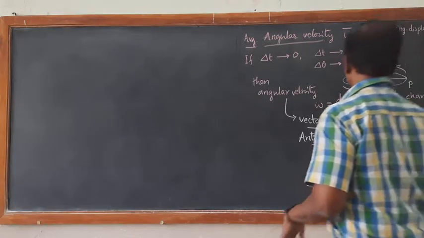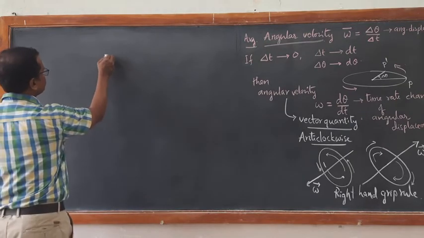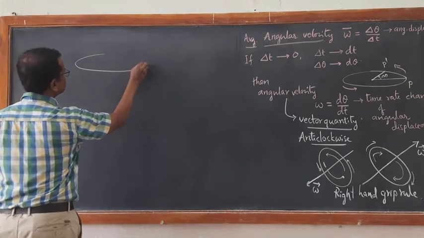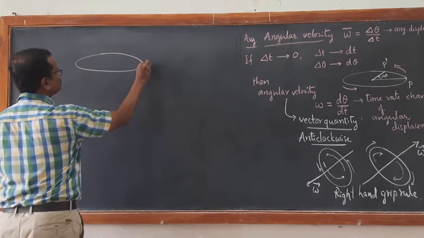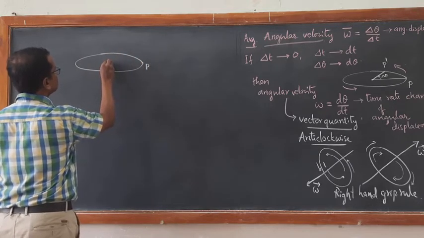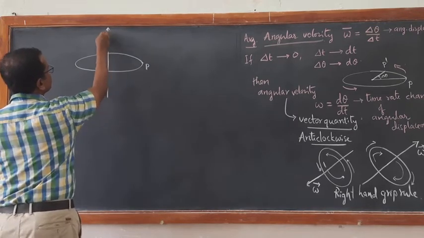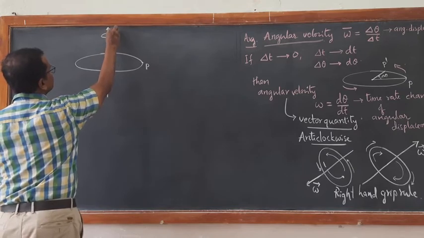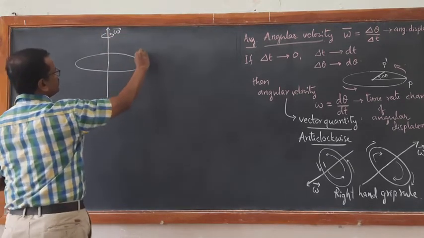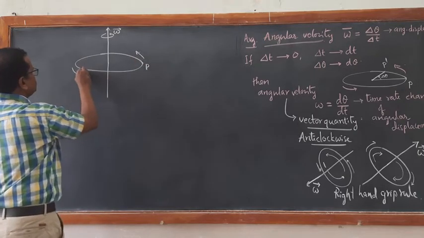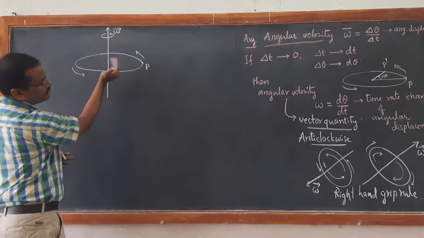Now, if you consider a single particle, suppose I am writing the same thing again. A single particle undergoing circular motion in the rigid body, and this is the axis of rotation about the z-axis. Then this is the direction of angular velocity, right? It is undergoing an anti-clockwise sense of rotational motion, anti-clockwise sense of circular motion.